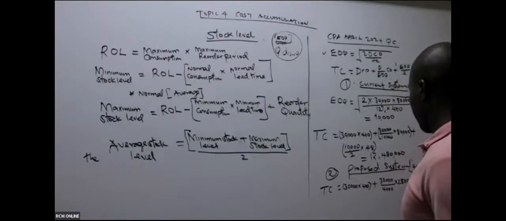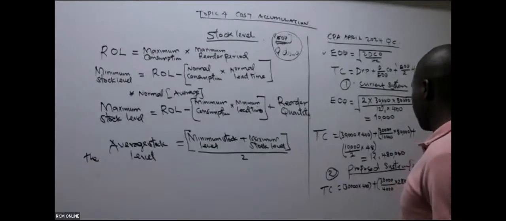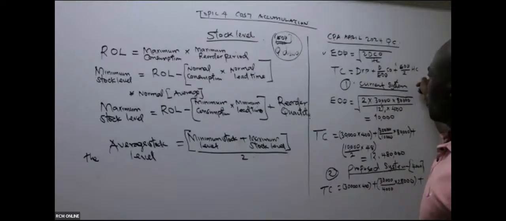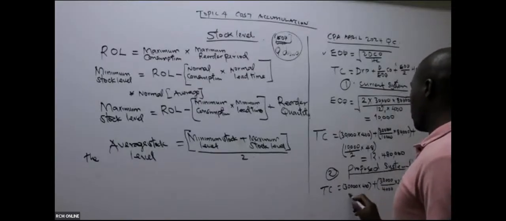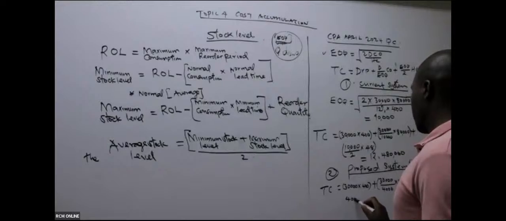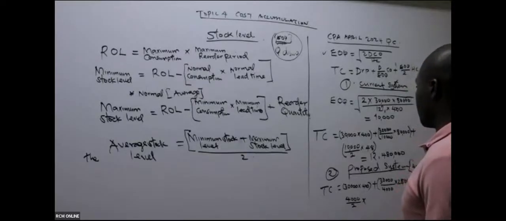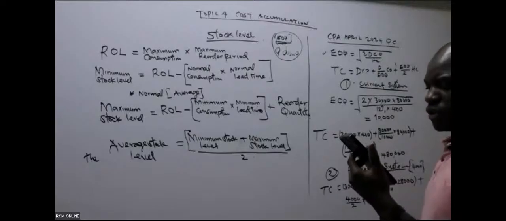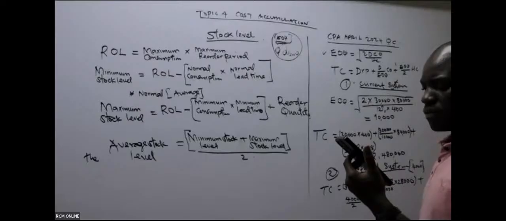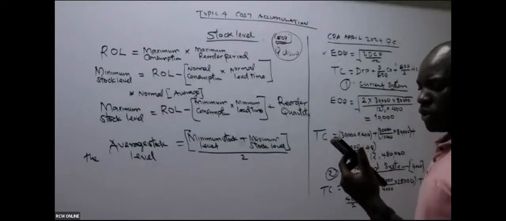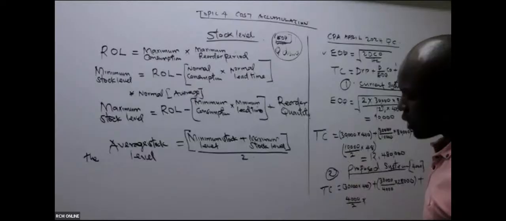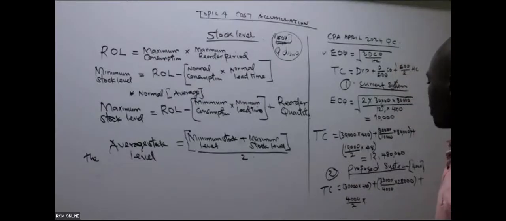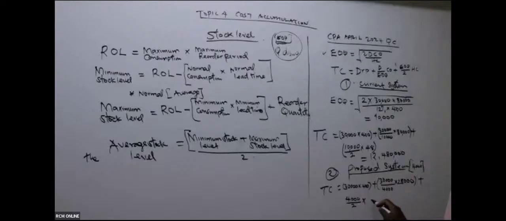28,000. Then to that, we need to add total holding cost. Total holding cost is equal to economic order quantity, which for our case is 4,000, divided by 2, then we multiply by holding cost per unit. Were we given holding cost per unit? No, because they don't keep any inventory. So holding cost per unit is 0.